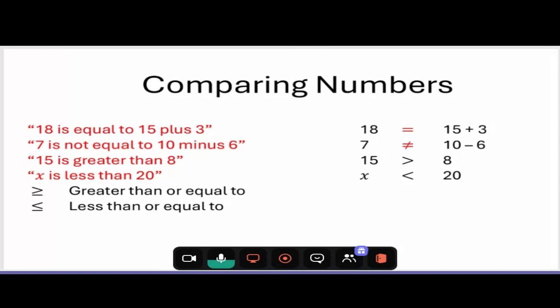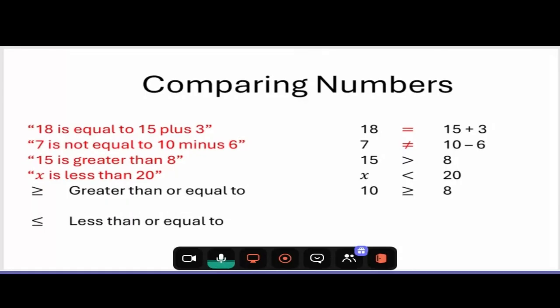So we don't know what x is, but we do know that it has to be smaller than 20. In math, we use a letter when we don't yet know the value of something. And maybe we're trying to find out what that value is, or maybe we don't even care. But you can have a situation here where you don't know what the value of x is yet, but you do know one thing about it. It has to be smaller than 20.